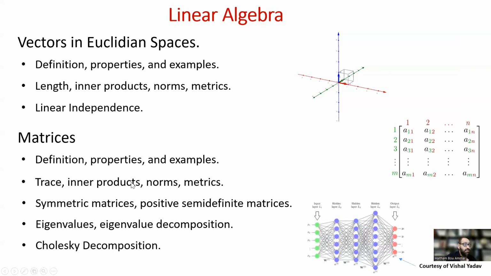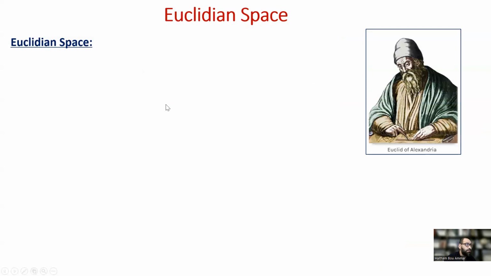Then in terms of matrices, we're going to talk about what a matrix is and some of the properties of these matrices, and give you some examples. Then we're going to talk about traces, inner products, norms, and metrics for matrices. Followed by that, we're going to talk about positive semi-definite and symmetric matrices. And then we're going to discuss eigenvalues and Cholesky decompositions. So I hope this series will give you a comprehensive introduction of what is needed for machine learning from a mathematical perspective. So let's get started with Euclidean spaces.